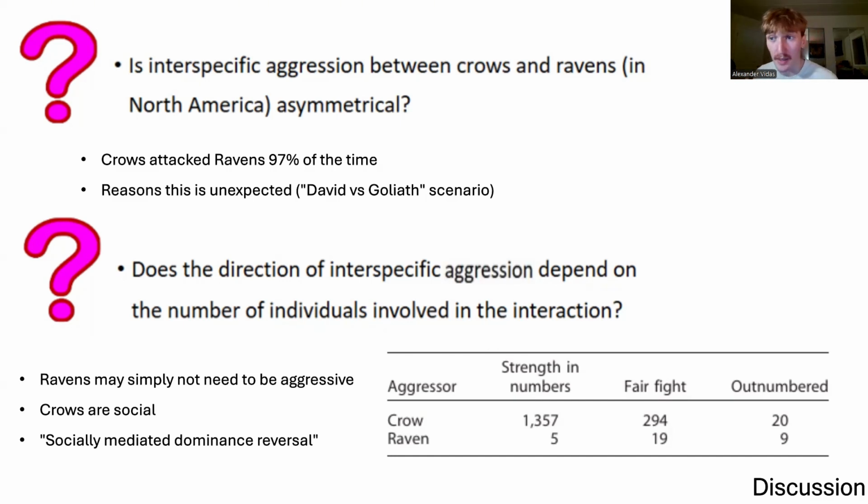And now for some discussion about the second research question, based on the direction of IA, depending on the number of individuals involved in the interaction. What we gather is that crows are very social, or at least a lot more social than ravens. And since ravens are bigger, they might simply not need to be aggressive. They might just have an easier time, ecologically, finding food, space to breed, and all that comes in between. What the authors are calling this an example of is a socially mediated dominance reversal.